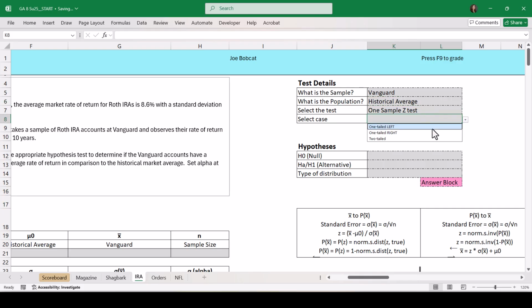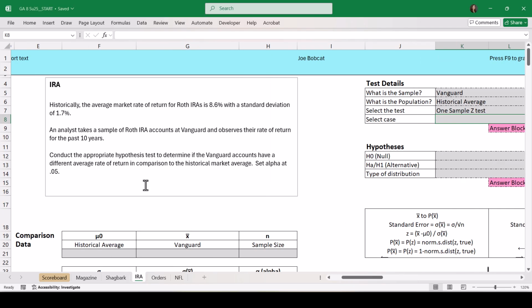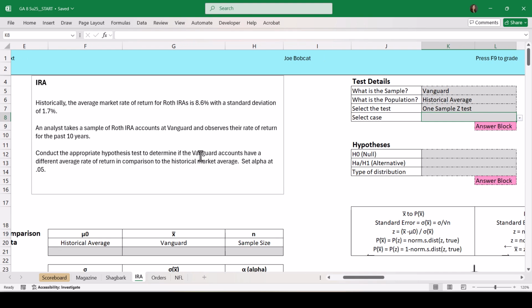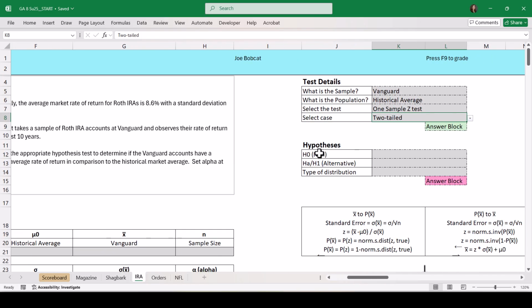So the next one is whether it's left, right, or two-tailed. Now remember, this depends on the alternative hypothesis. We are just looking to see if Vanguard accounts have a different average rate of return. So this is a two-tailed test. So one-tailed right is if we would hypothesize that Vanguard has a higher rate of return. It would be a one-tailed left if we had hypothesized that Vanguard has a lower rate of return. We are just looking for a different rate of return, so that makes it two-tailed.